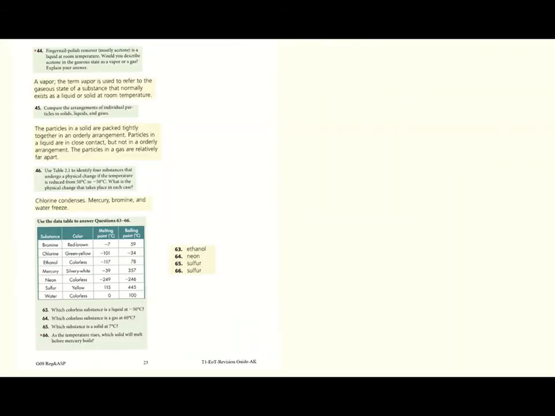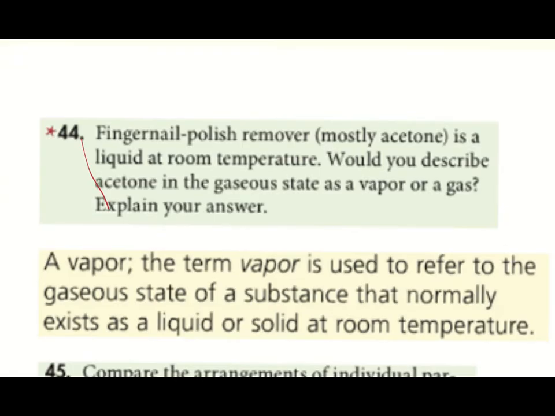Fingernail polish remover, mostly acetone, is liquid at room temperature.